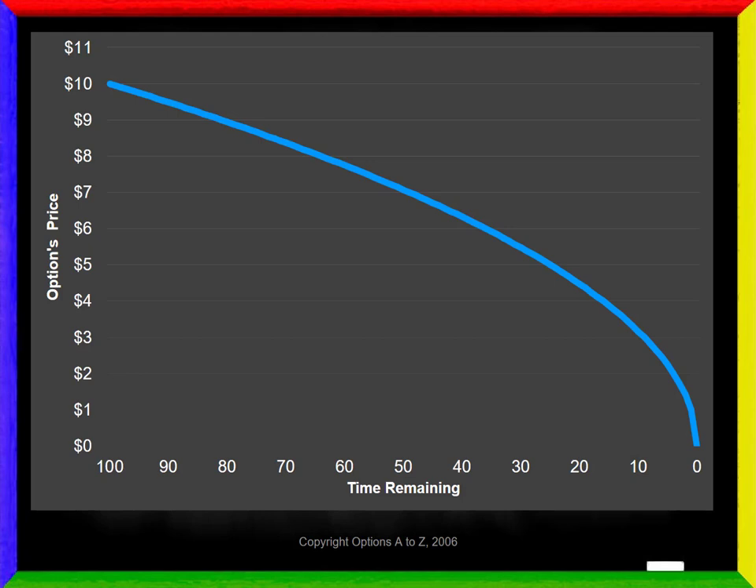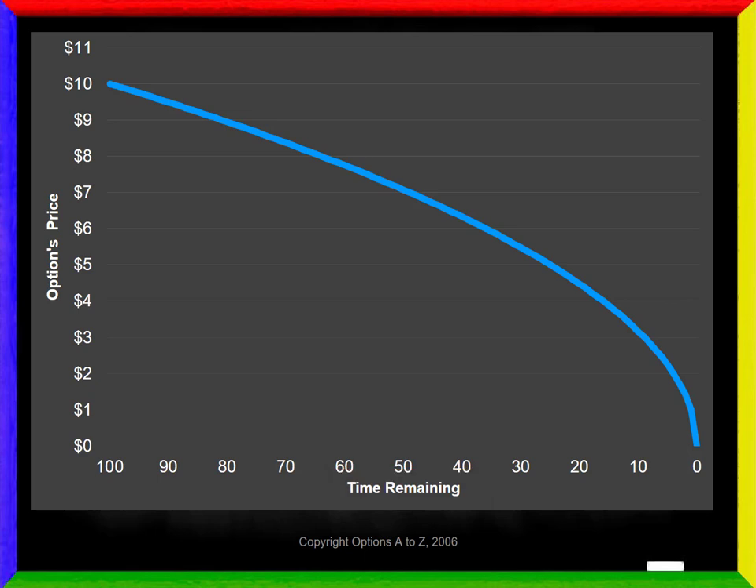Here we have an at-the-money 100-day option priced at $10. The options price is here on the vertical axis, and the amount of time remaining is on the horizontal axis. Notice that I've drawn it with the amount of time remaining, since that's the number that an option pricing model needs to figure out the options price. And you'll see that come into play in just a bit.